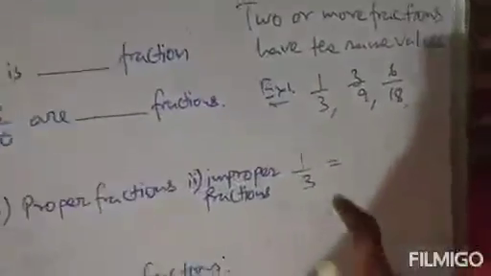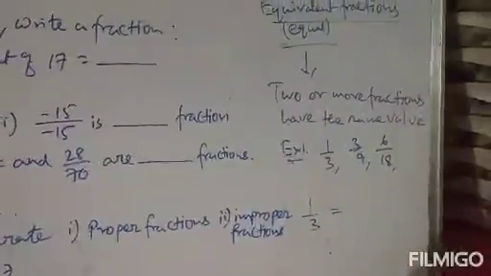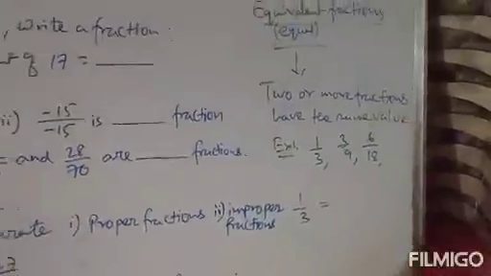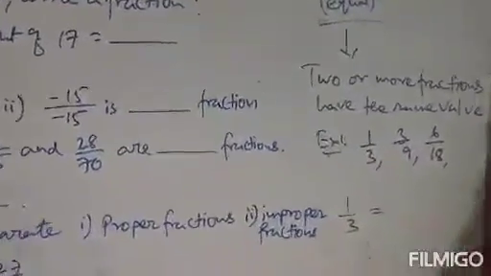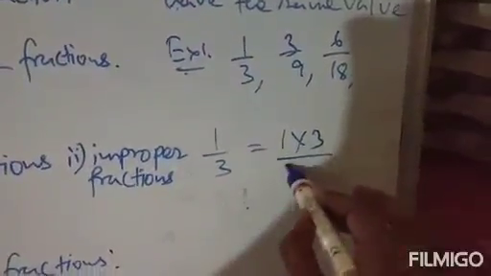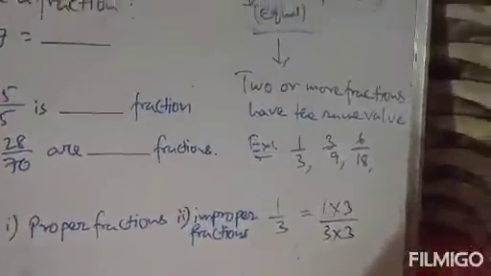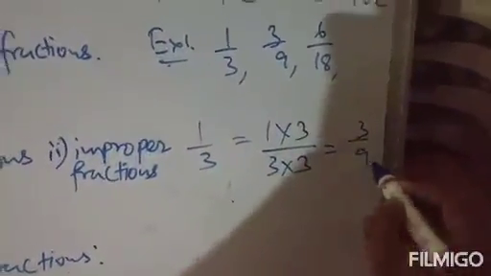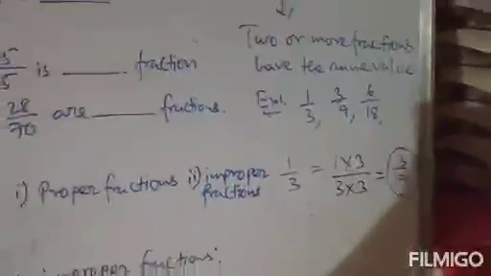For example, if I want to multiply 2 with 1, we will have to multiply also 2 with 3. If we want to multiply 6 with 1, we will also multiply 6 with 3. That means the same numbers are to be multiplied. That fraction will be your equivalent fraction. Now suppose we want to multiply 3. That means we have to multiply 3 with both of these numbers, in the numerator as well as the denominator. So the fraction formed is 3 1s are 3 and 3 3s are 9. That means we can say 3 by 9 is the equivalent fraction of 1 by 3.